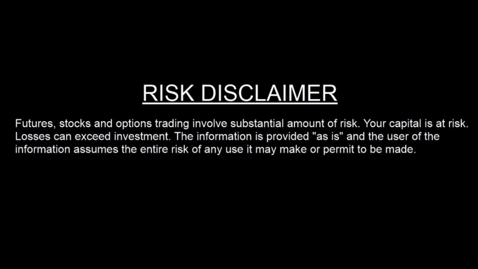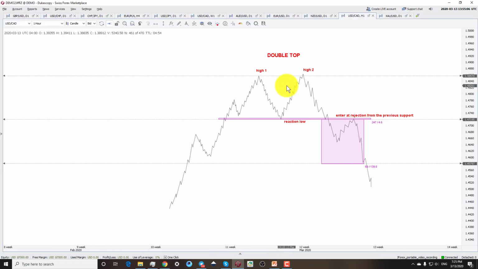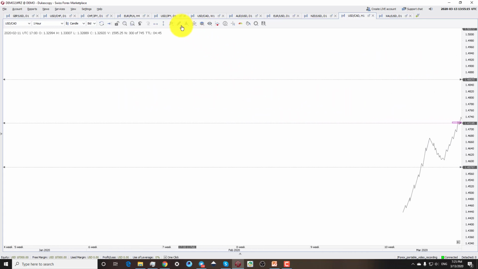So let's get started. Okay friends, to begin with, we need to know what the requirements are for a valid double bottom pattern. First of all, it should have an extended down move. As I bring all these requirements, I will also draw them here. You have already seen the double top pattern. Now we are discussing the double bottom. In the double top, we had an extended up move, and in the double bottom we have an extended down move.